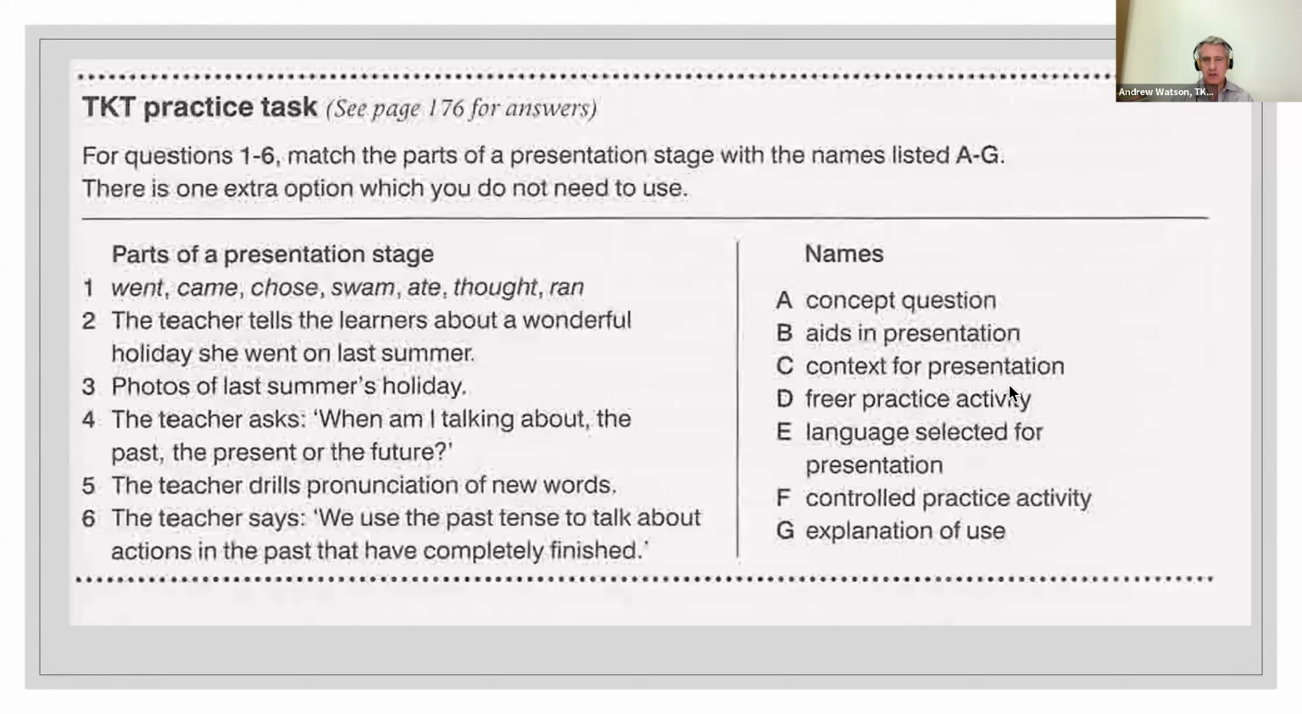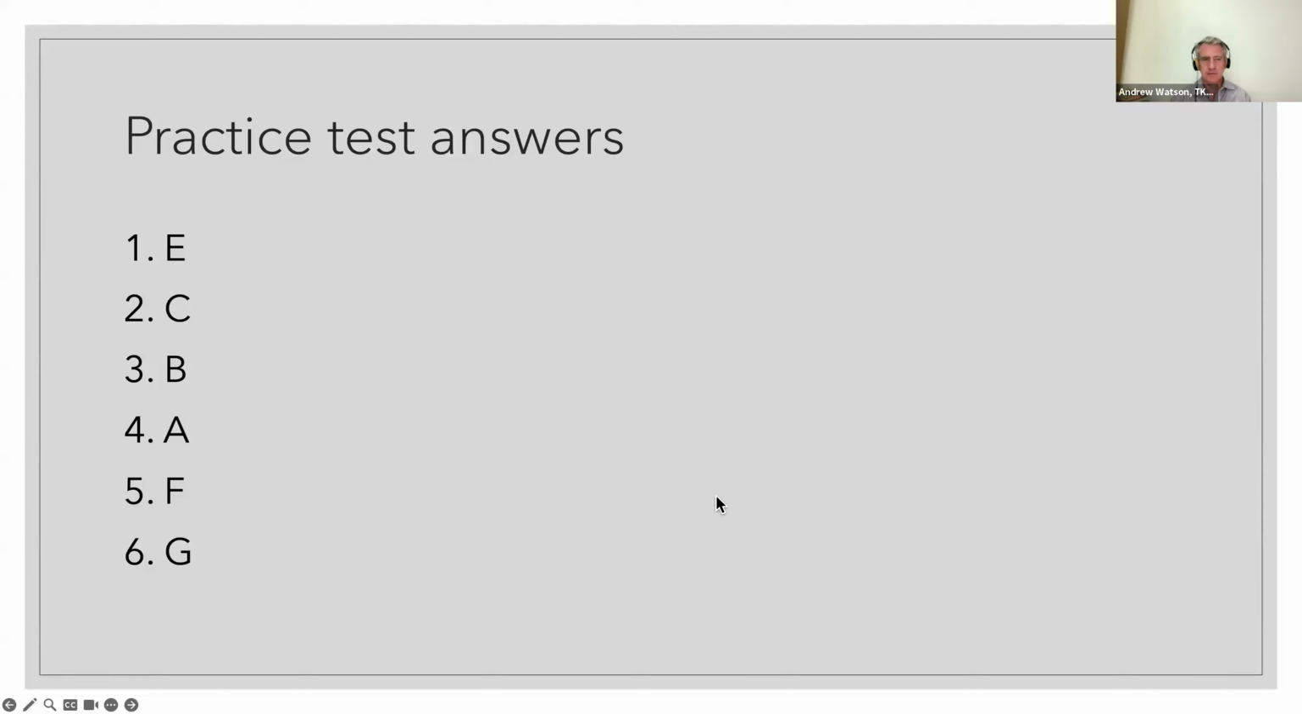Right. Most of you got it right. Just explanation of use though wouldn't be... G. Oh yes, explanation of use is G, isn't it? Okay, quick answer check. Here it is. Were you right? Good job. Well done.